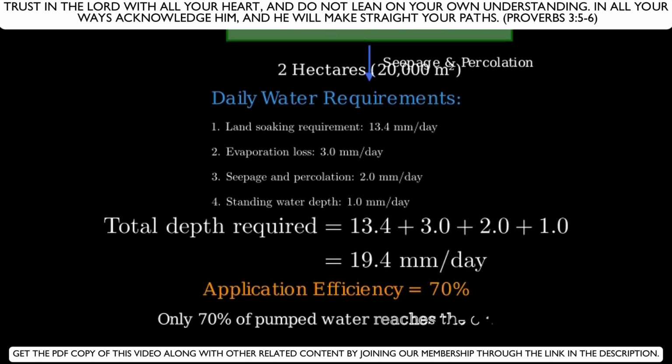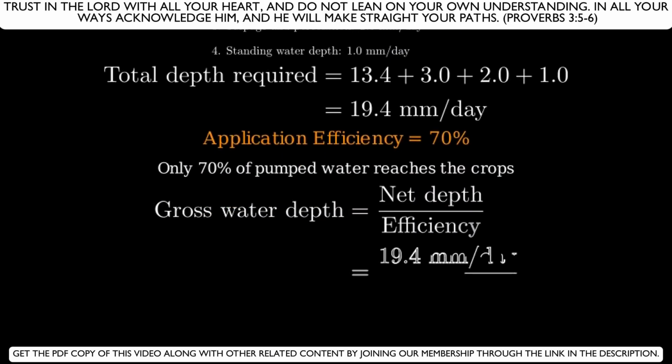However, irrigation systems are not 100% efficient. The problem states that the application efficiency is 70%. This means that for every 100 liters of water pumped, only 70 liters effectively reach the crop roots. To account for this efficiency, we need to divide our net water requirement by the efficiency. Gross water depth equals 19.4 divided by 0.7, which gives us 27.7 millimeters per day.